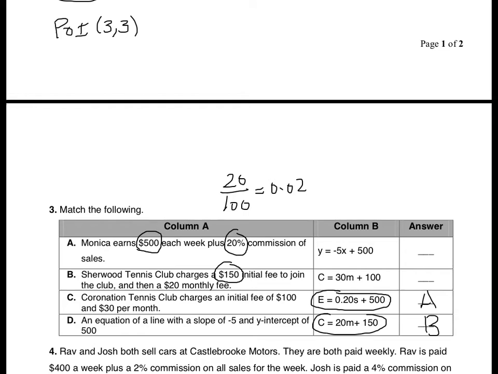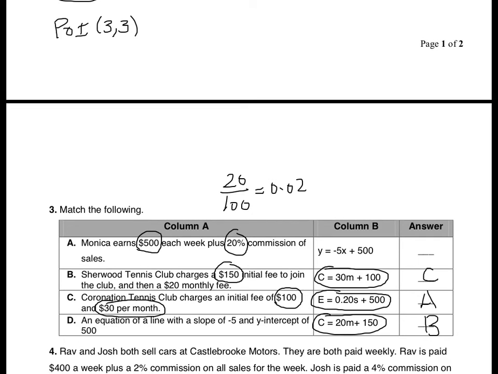which is this one. The next one says Coronation Tennis Club charges an initial fee of $100 and $30 per month. Again, $100 is the initial value, which is the y-intercept, and $30 per month because it has per, and every month they charge you $30. This means that $30 is the slope of the line. Looking at these, you can see that this equation here corresponds to C.